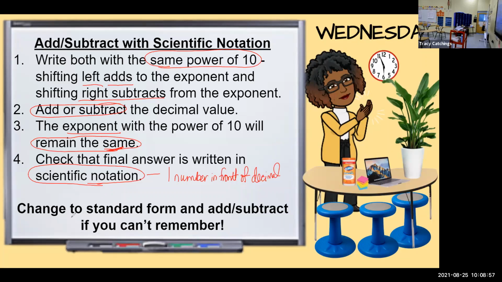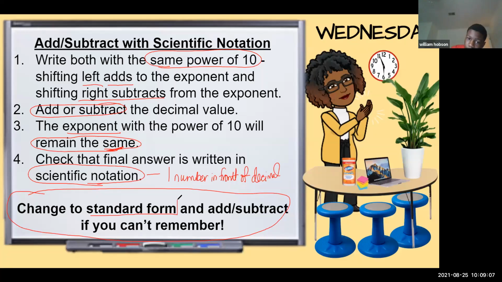All right, and then last but not least, it told us if I just cannot remember these steps to change both to what? Standard form. Good job. So if you just cannot remember the process, change it to standard form. Is anyone still getting anything? Okie dokie.